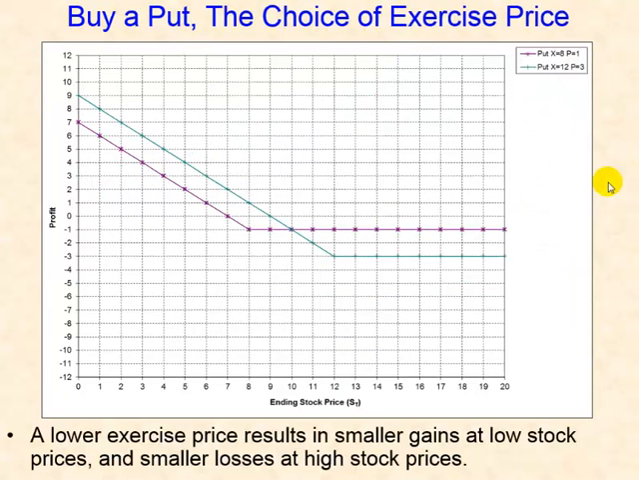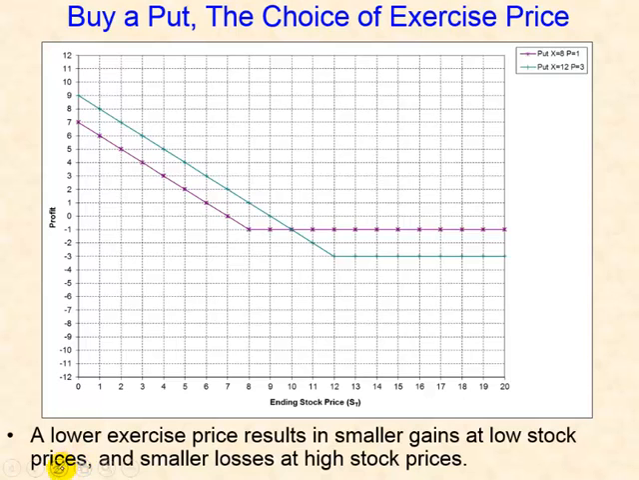This diagram shows the profit from buying puts with various exercise prices. The blue colored line is a put with an exercise price of 12 and a premium of 3. The purplish line is our original put. It had an exercise price of 8 and a premium of 1. We notice that the low exercise price put has smaller profits at low stock prices and higher profits, or rather a smaller loss, at high stock prices.